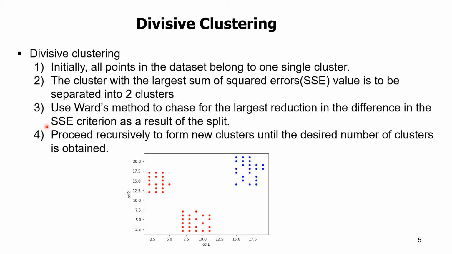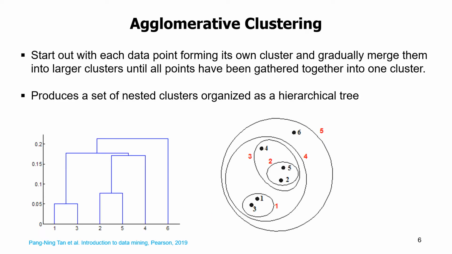So finally, you repeat step 2 and step 3 repeatedly until you reach the desired number of clusters you want, or every cluster has only one data point. That's divisive clustering. The second hierarchical clustering is agglomerative clustering. Unlike divisive clustering, this one is a bottom-up approach.